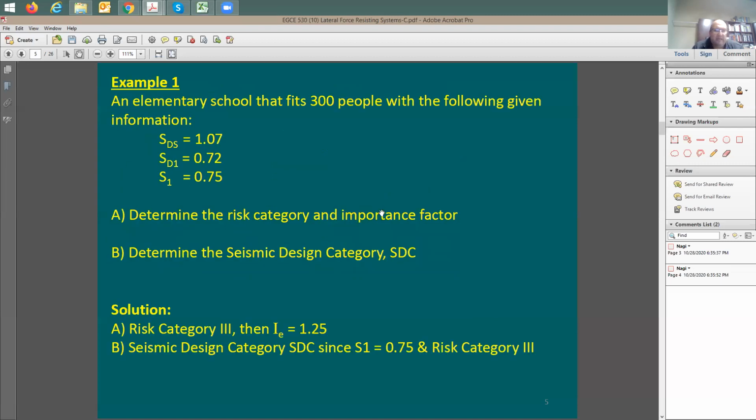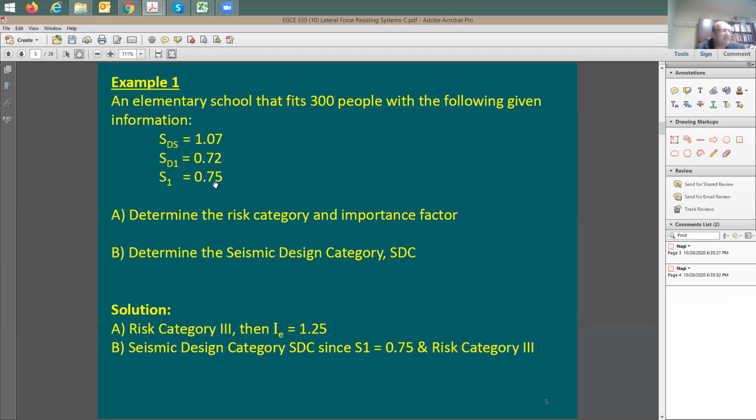I have an example, and I want you please to read these examples. They should help you out if you don't have any other source, or if you haven't done the seismic analysis before, according to the CBC building. They give you here the SDS and SD1 and S1. It says determine the risk category and importance factor. I have an elementary school with more than 3 people. So in this case, the risk category is going to be 3, and your I sub E is going to be 1.25. We covered this last time.